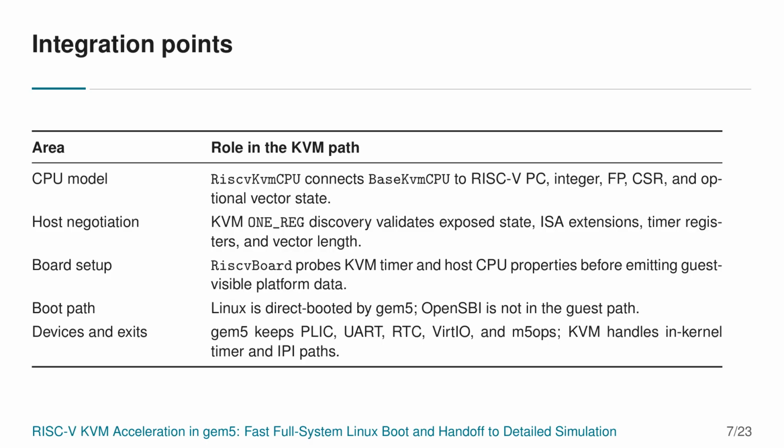So these are the major integration points. The CPU model connects base KVM CPU to RISC-V PC, integer registers, floating point state, CSRs, and optional vector state. Host negotiation uses KVM one-reg discovery to validate what the host kernel exposes. Board setup uses these properties to generate guest visible data. The boot path is direct Linux boot. Devices and exits keep the same split as the previous slide. KVM handles in-kernel paths where possible, and gem5 handles simulated devices and M5 ops.